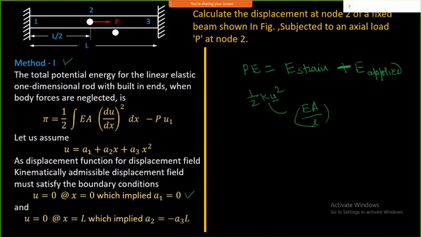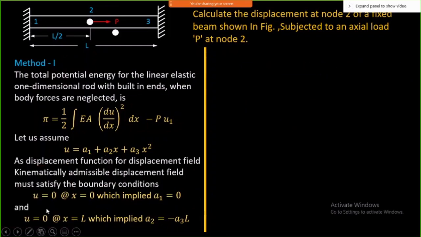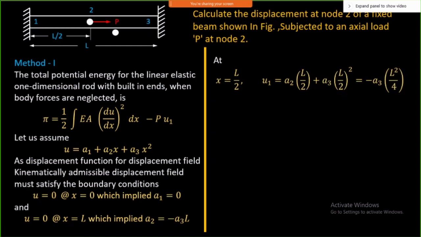Similarly, I can substitute displacement is 0 at x is equal to L. So I get another constant, a2 is equal to minus a3L. This is what in a way we got, two constants here. The only constant we currently don't know is a3. That is to be satisfied again within the differential equation, and that is done by a simple case.